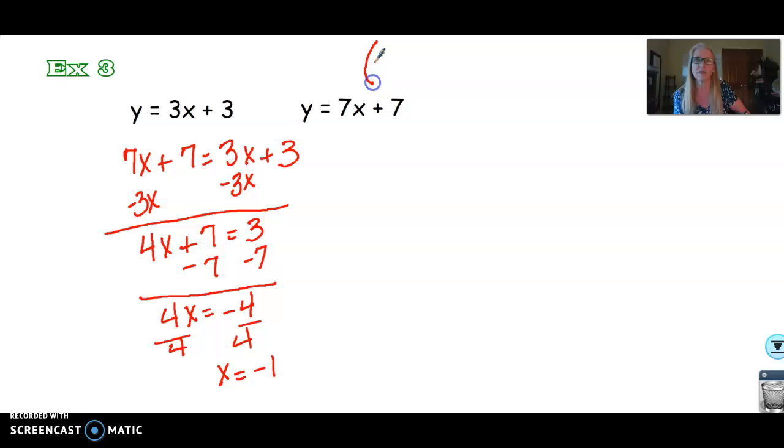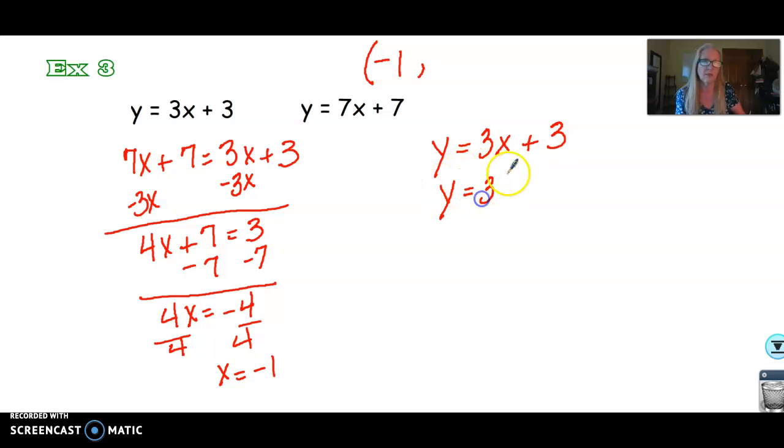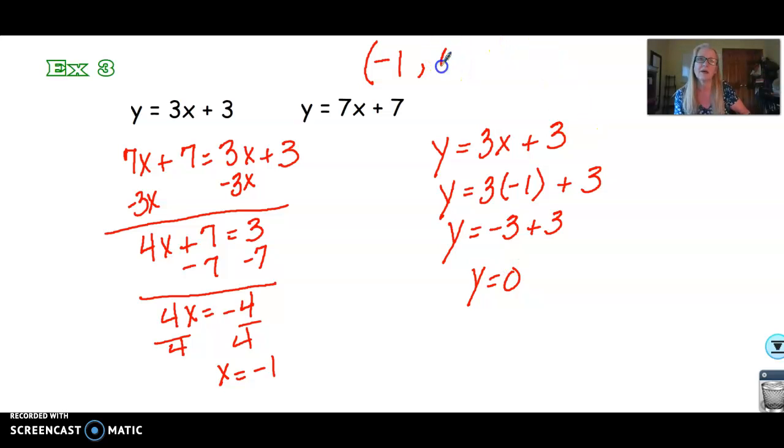So I have my x coordinate, -1. I need my y. Well, if x is -1, I take one of these equations. Like I said before, it doesn't matter which one I pick. And I substitute -1 for x. So that's going to give me 3 times -1 plus 3. Well, 3 times -1 is -3. And -3 plus 3 is, you guessed it, 0. So the point that solves both of these equations is -1, 0.